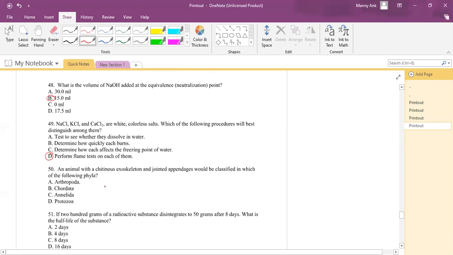50, an animal with a chitinous exoskeleton. Exoskeleton means on the outside, right? So chitin on the shell or on the outer covering. And jointed appendages. That means like this, jointed appendages. Good.